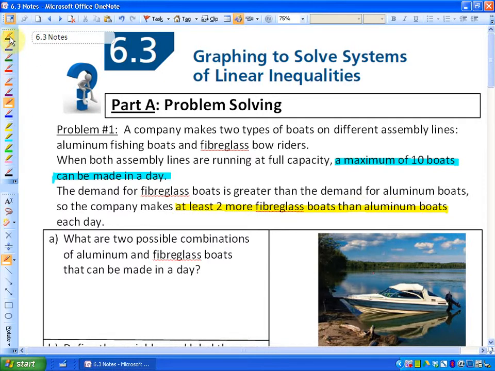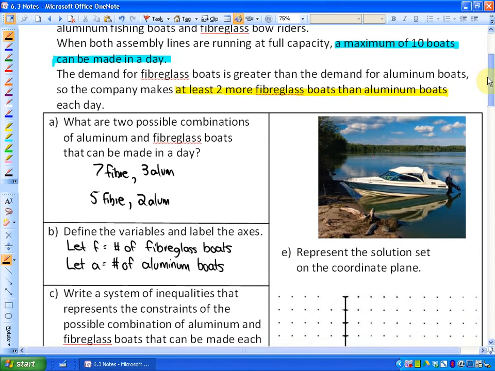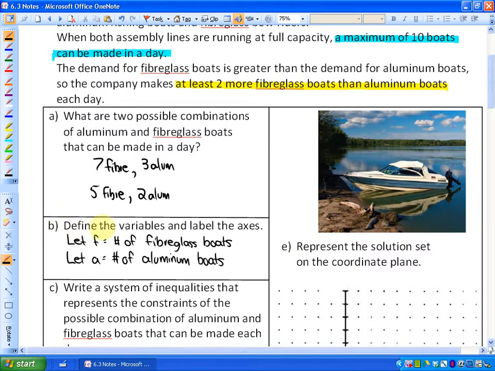So there's plenty of combinations here that would exist. One might be, for example, 7 fiberglass boats and 3 aluminum boats. That would be at least 2 more fiberglass boats and a maximum of 10 boats in a day. Another possibility might be 5 fiberglass boats and 2 aluminum boats. That's less than 10 boats in a day, and that's at least 2 more fiberglass boats than aluminum boats. So there are lots of possible combinations to represent this. Our goal is to be able to represent all the possible combinations on a graph or a set of coordinate planes.